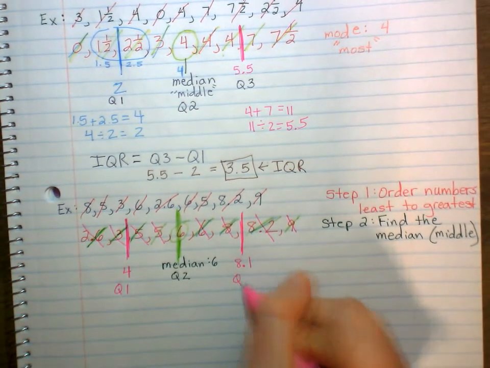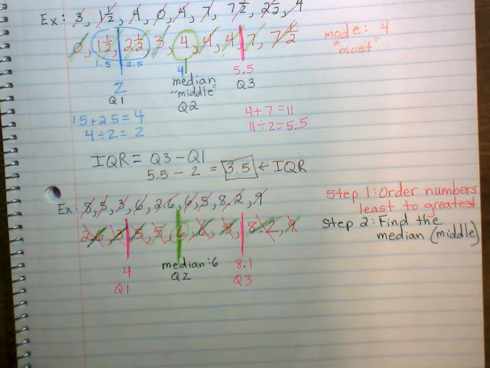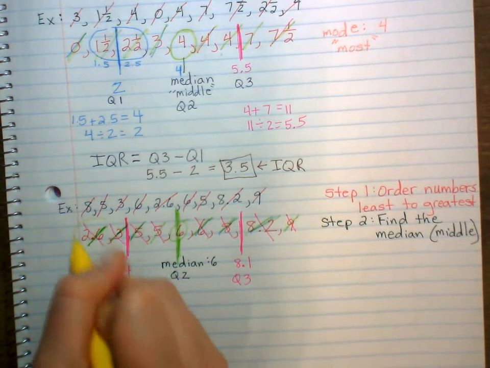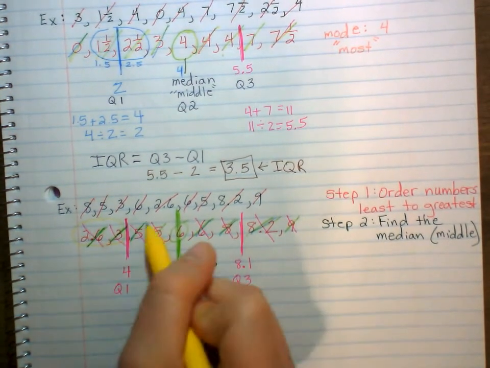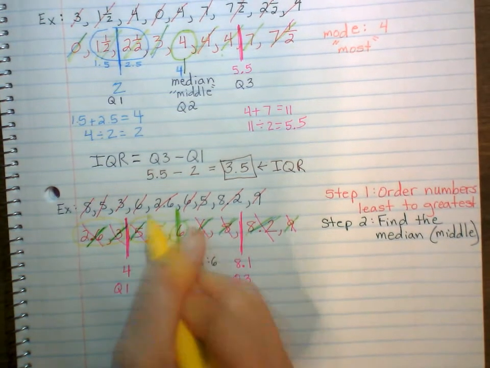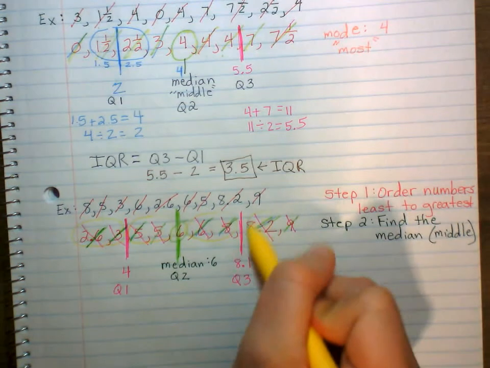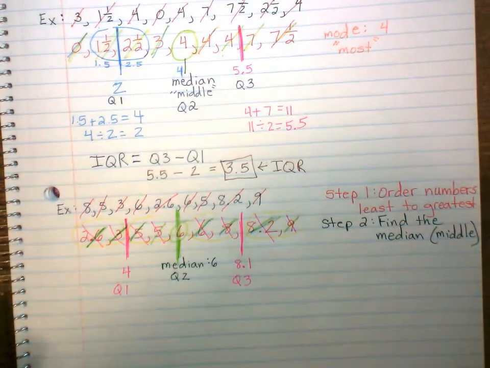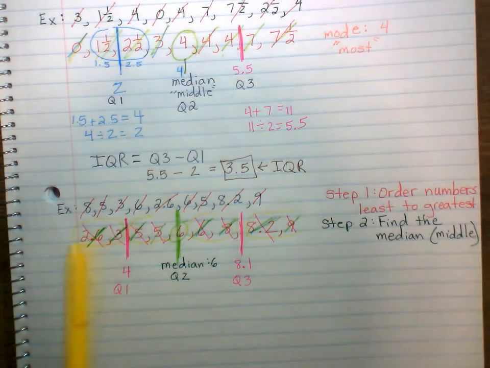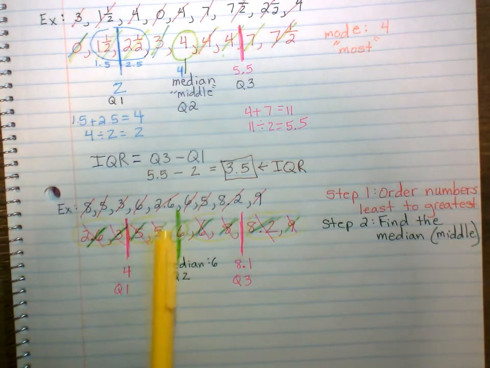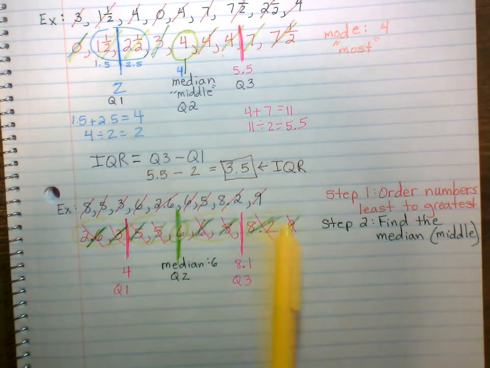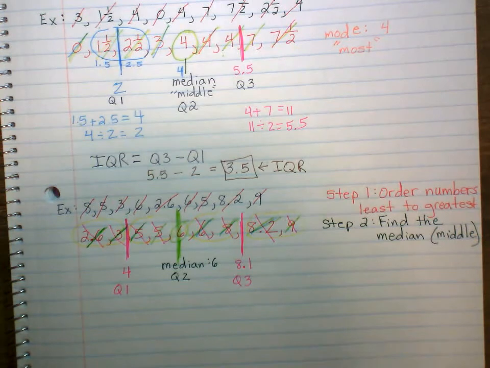That's our third quartile. So that means we have 1 out of 4, a quarter of the data here, a quarter of the data here, and a quarter of the data here, which we do. So 25% a quarter, 25% a quarter, 25% a quarter, and 25% a quarter of the data.